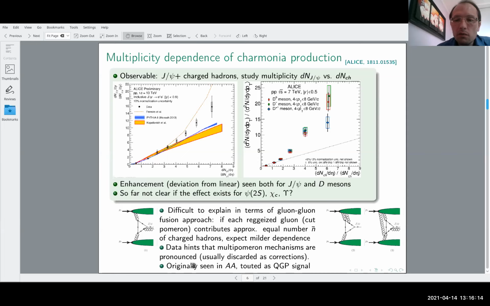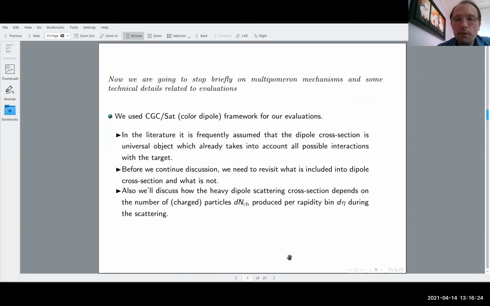Originally, this effect was observed in AA collisions, so it was touted as a QGP signal, but today it's reliably established that it also exists in pp, and so it's clearly not related to QGP. Now, before showing my final results, I would like to discuss briefly some technical details related to our evaluations.